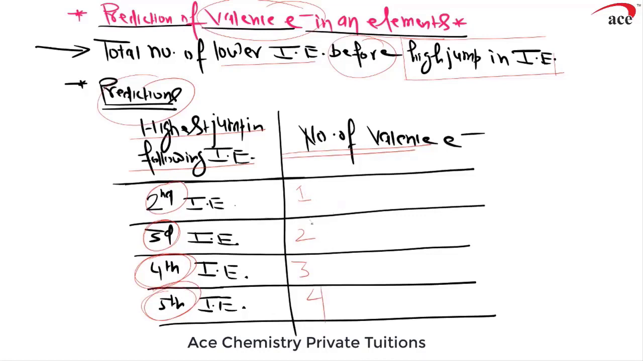So that should be observed before the highest jump of ionization enthalpy. This is the basis of the following discussion.